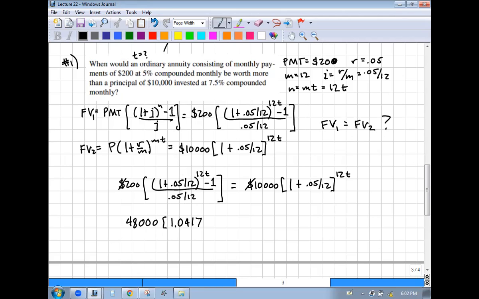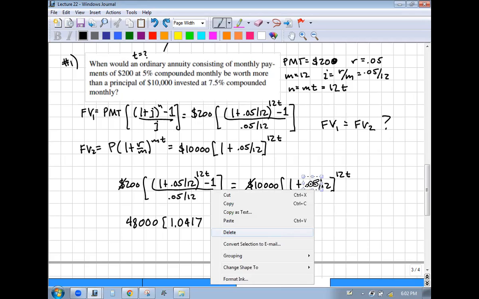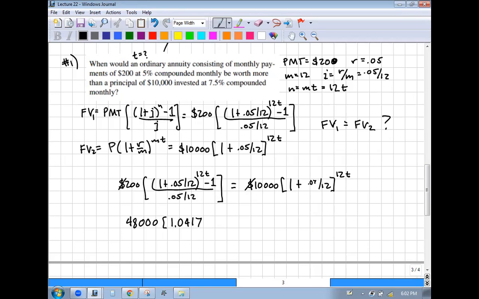For the FET, the R, oh yeah, I have the wrong R here. It's 0.075. There we go. And that's the right principal, right? It's compounded monthly. All right, that looks good. So I'm just taking this and I'm going to approximate it to 4 decimal places. I don't like that square bracket. Minus 1.